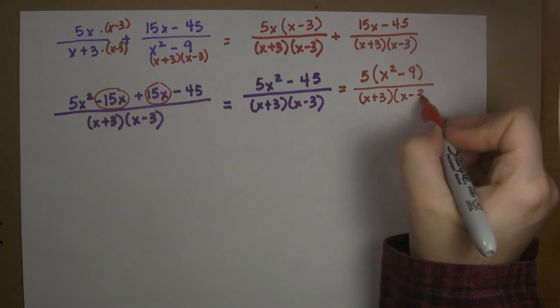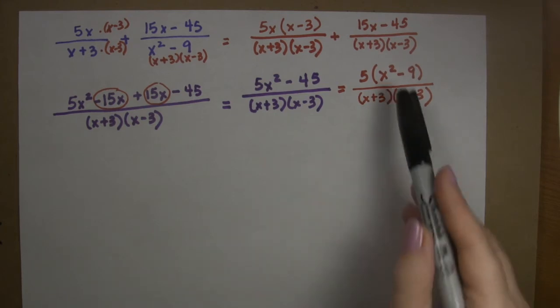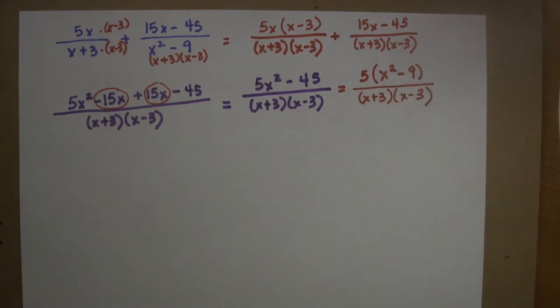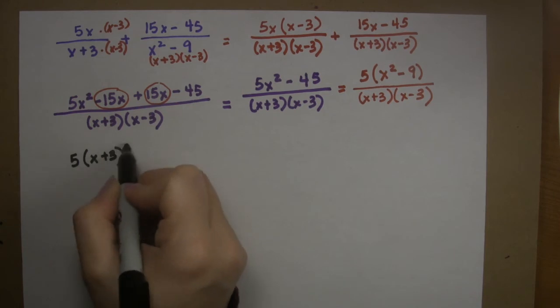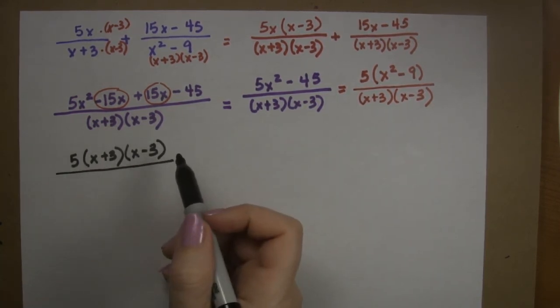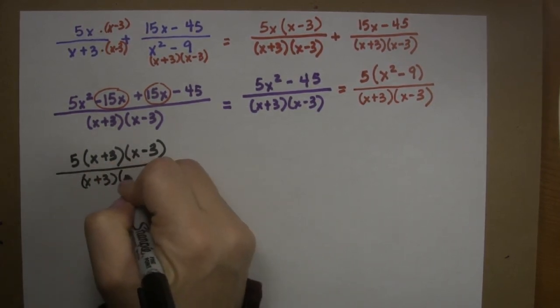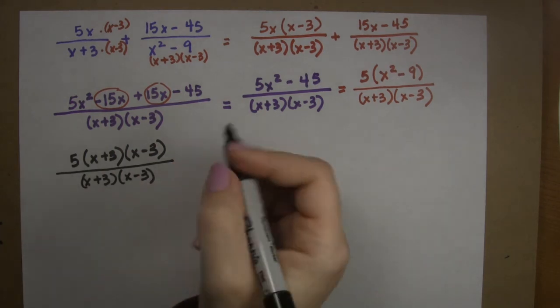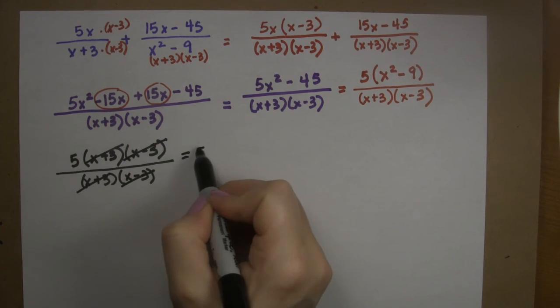All right, now x squared minus 9 is a beautiful thing because those are perfect squares with a minus sign in between. So that is going to factor to 5 times x plus 3 times x minus 3, and that is going to be over x plus 3 times x minus 3. We get to cancel out. Our answer is 5.